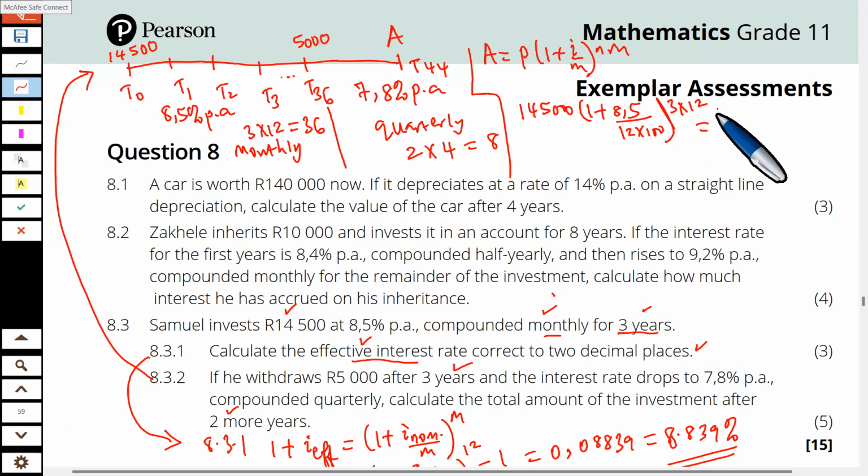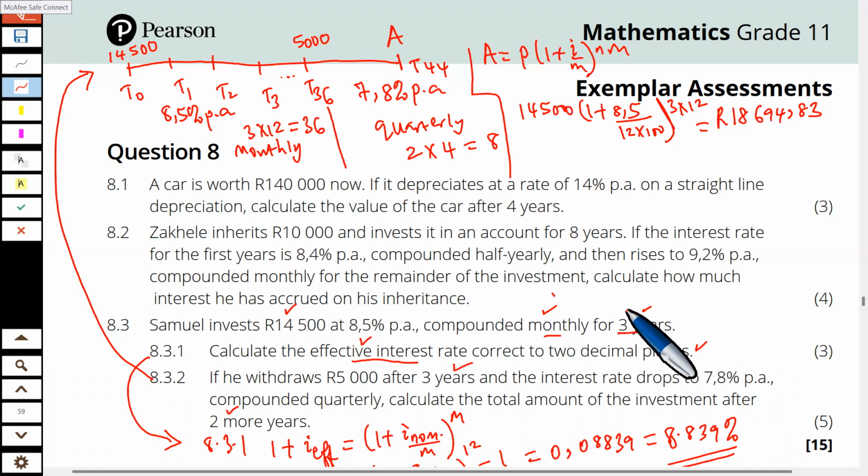So it's going to become exactly 18,694.83.